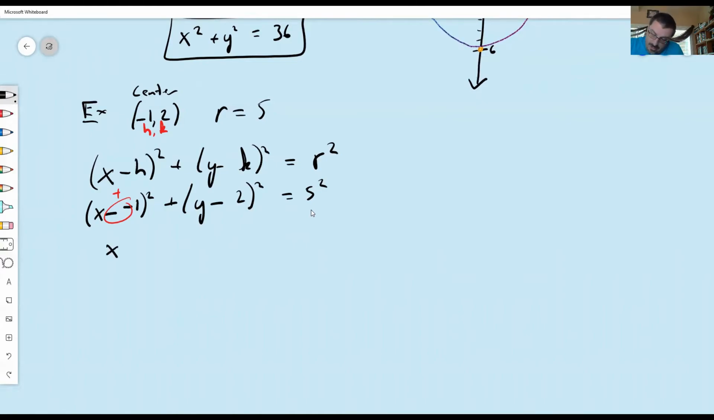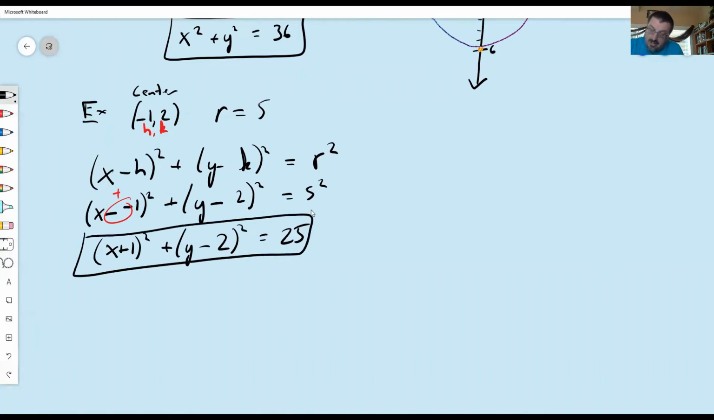So you can either work it out like I just did, or you can immediately skip this step right here and go straight to that one by switching the h and the k.